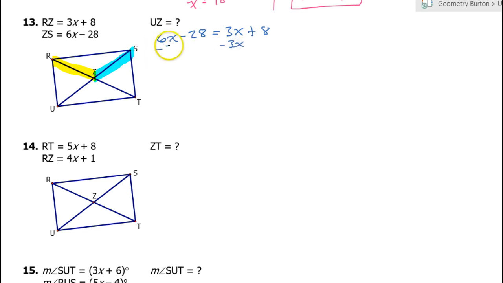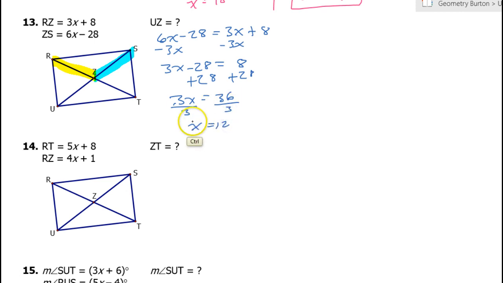So we're just going to solve this. So subtract 3x from both sides. So that'll give me 3x minus 28 is equal to 8. And then I would add 28 to both sides. So that'll give me 3x is equal to 36. If you divide both sides by 3, you get x is equal to 12.